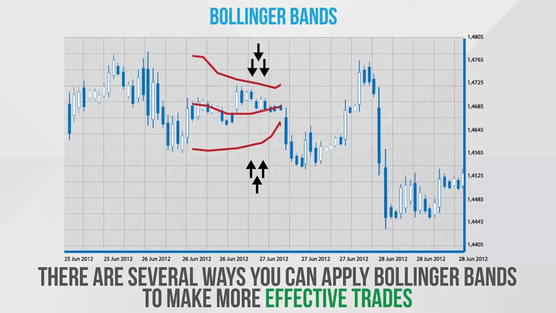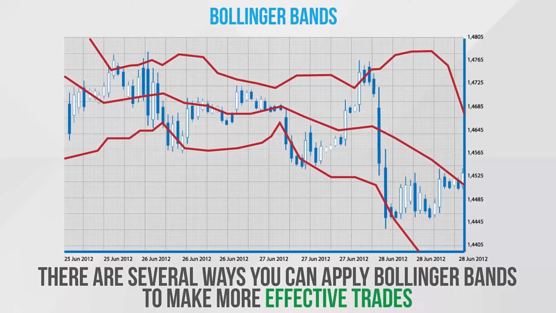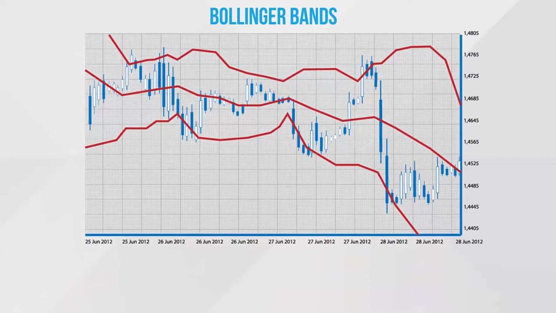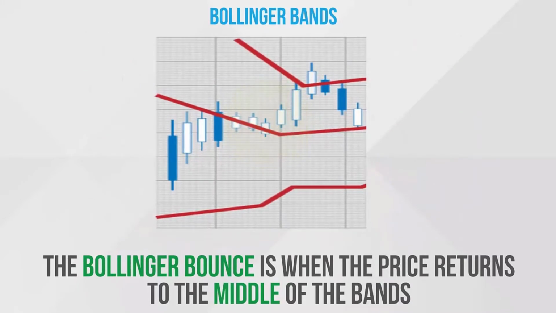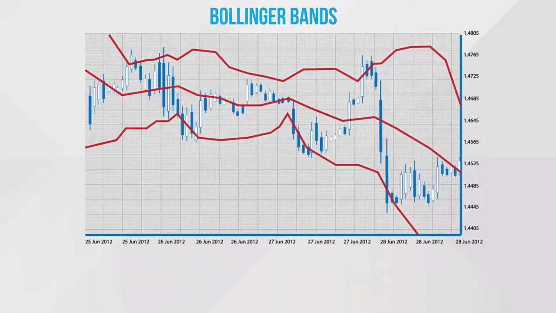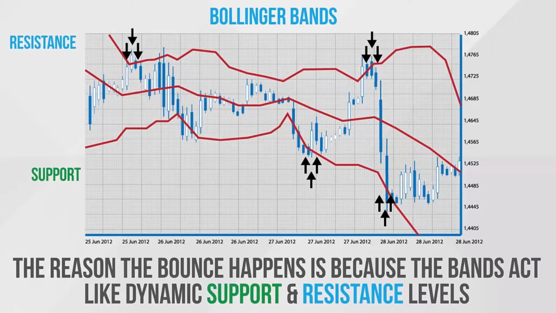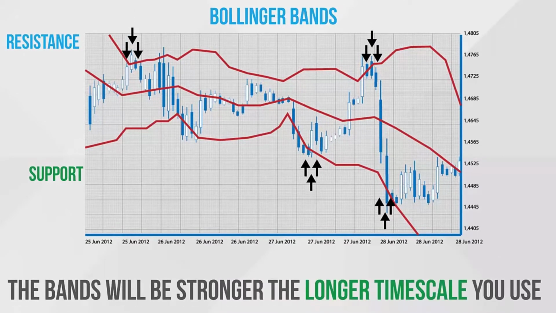There are several ways you can apply Bollinger Bands to make more effective trades. The Bollinger Bounce is when the price returns to the middle of the bands. The reason the bounce happened is because the bands act like dynamic support and resistance levels. The bands will be stronger the longer timescale you use.